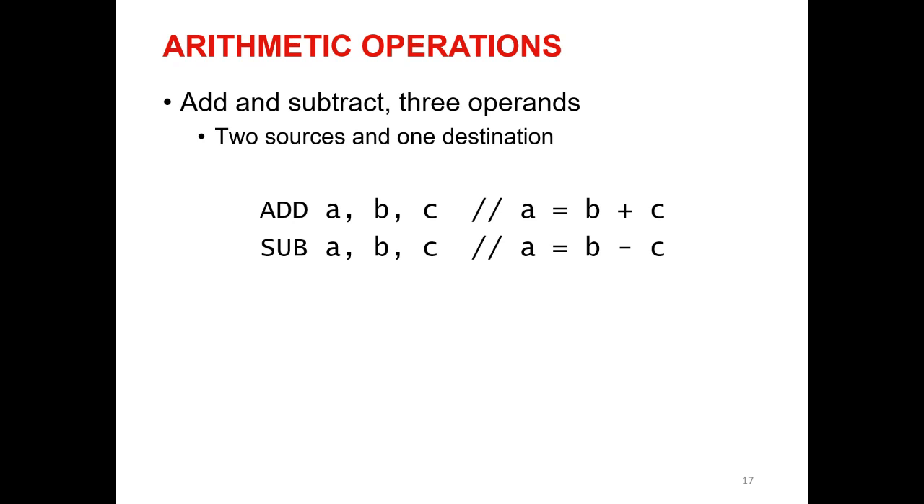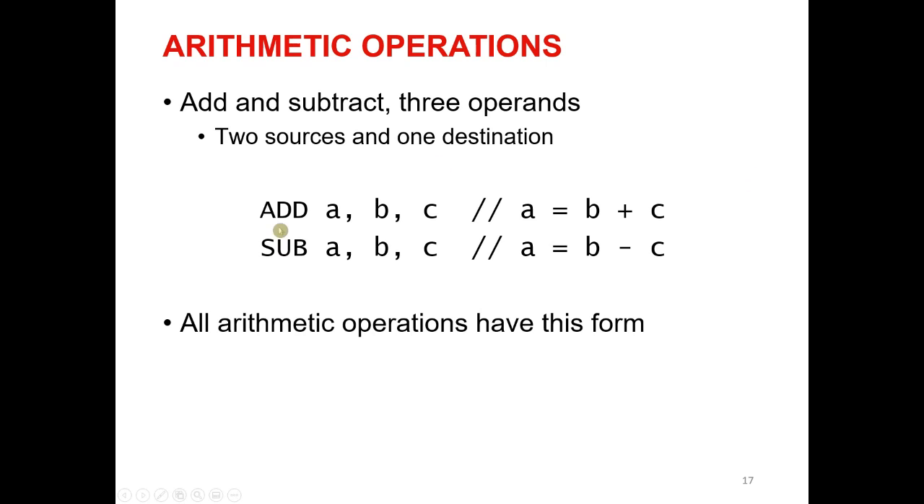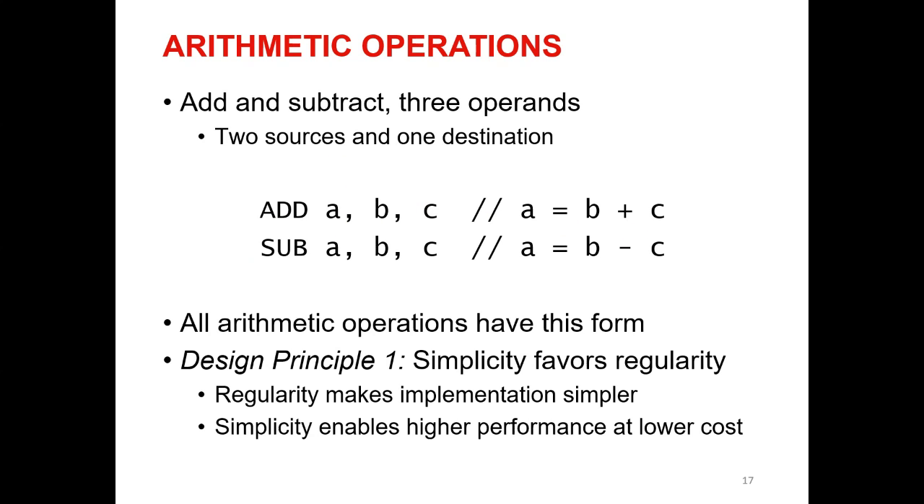Now, subtract is the same. The only thing which changes is the operation. Instead of add, we use sub. Okay, I think this is very clear. So all arithmetic operations have the same form: the operation code here and three operands. So this is, I think, very simple.